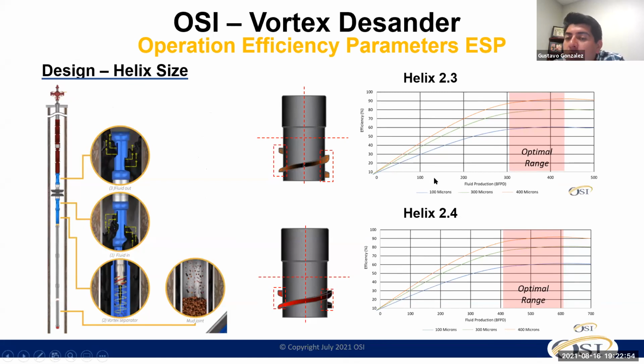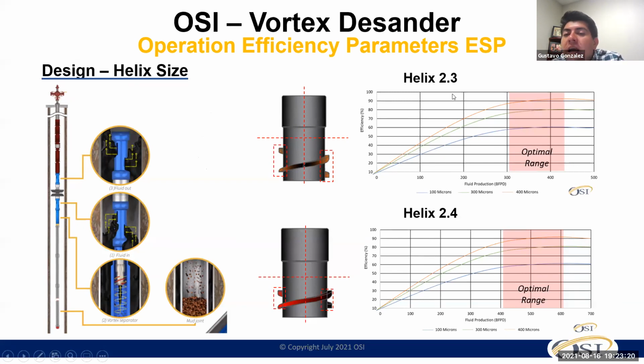So if we go back over here, we did a study where we were dumping multiple sizes of sand, and based on the different rates, we see a correlation based on the angle and the spirals that I have. Some were better at generating centrifugal force at a particular rate and gave me better efficiency to control the sand.